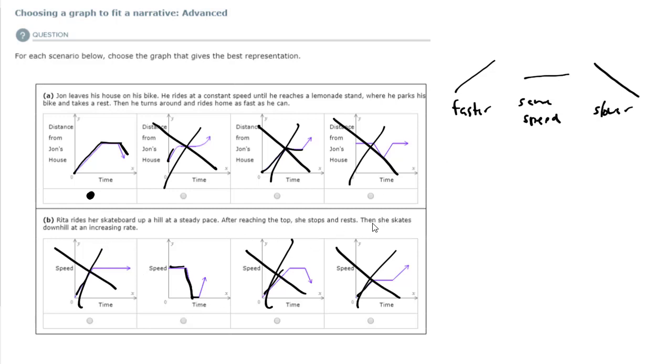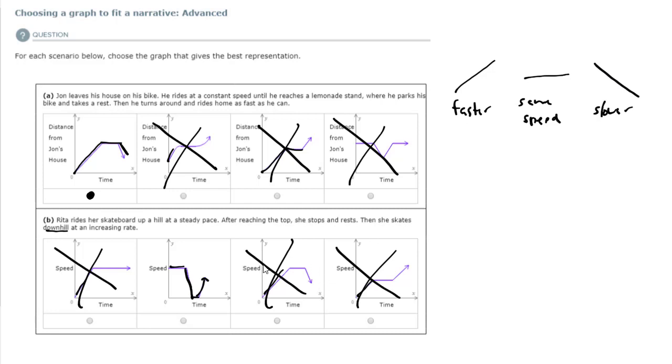And then the next sentence says, then she skates downhill at an increasing rate. So if your rate is increasing, that means you're going faster and faster, which would be this type of slope here, increasing. And I can see that's what we do have here. It's going up. One thing I just want to point out is that some people may get confused on this part where it says she skates downhill. Some people may think that because you're going downhill that it would be this type of slope.